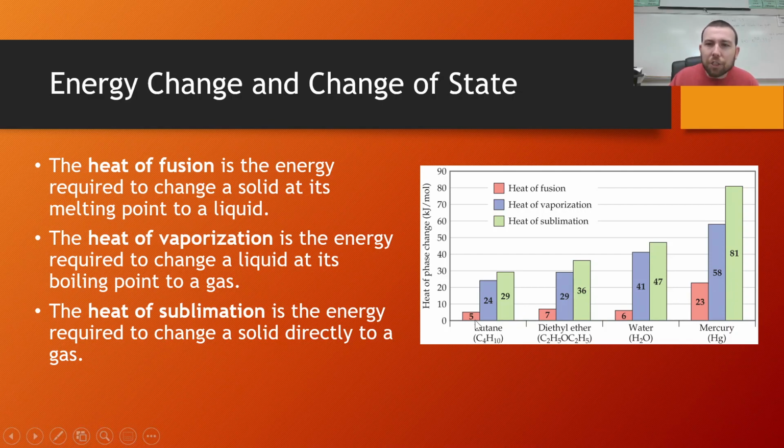Now, one thing you should notice in all of these, whether we're dealing with something non-polar like butane, two polar substances like diethyl ether and water, or even a metallic substance, is there's a pretty big jump from our heat of fusion to our heat of vaporization, right? And I want you to put this in the context of intermolecular forces. When you're going from a solid to a liquid at your heat of fusion, you're only breaking apart some of the interactions between your solid and liquid.